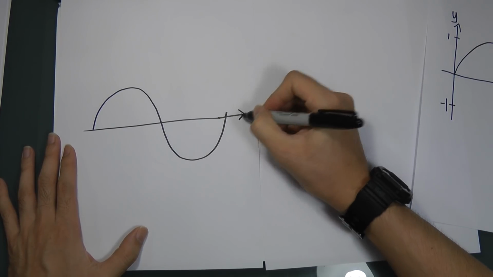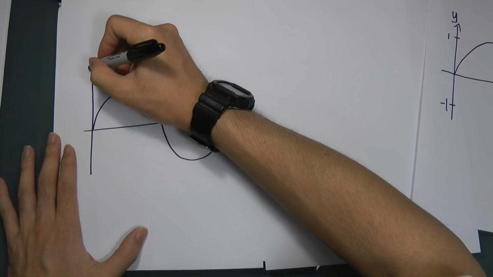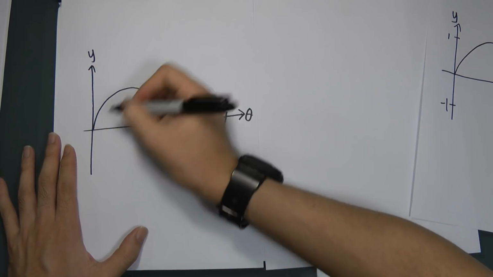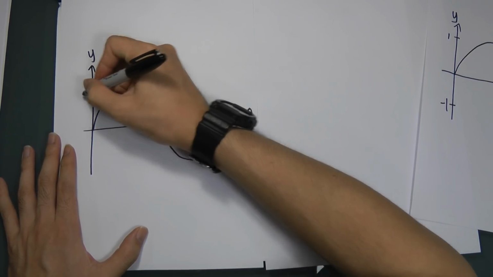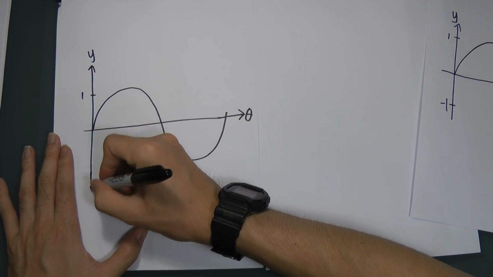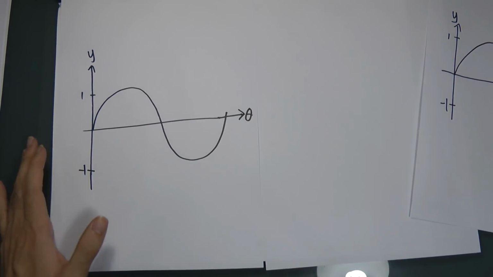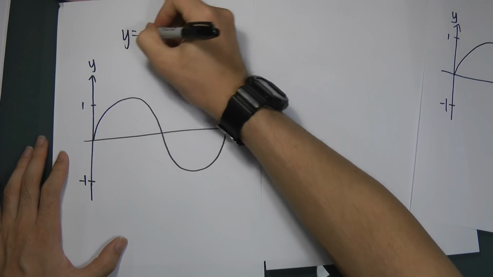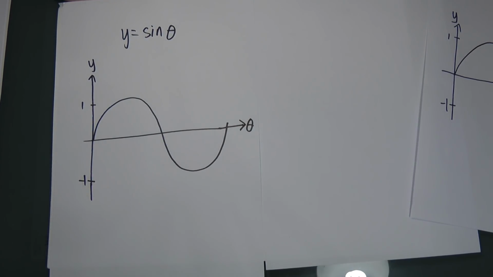Okay, this is the angle, and this one will be the y. I say the maximum will be 1 and the minimum will be -1. This is y equal to sine angle. Besides 1 and -1 being very important information, another very important piece of information is the angle.